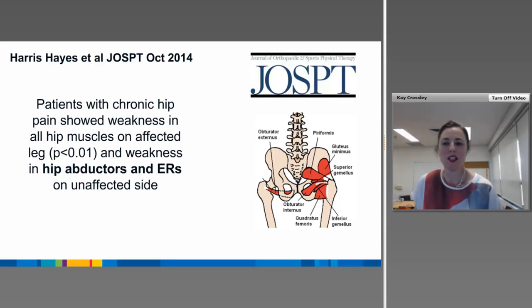This was a study published last year in JOSPT, and this was an interesting study where they looked at 32 people with chronic hip joint pain, and what they found was that on the painful side, they had weakness in all of their hip muscles, but interestingly, they also had weakness on their unaffected or non-painful side in their hip abductors and external rotators.